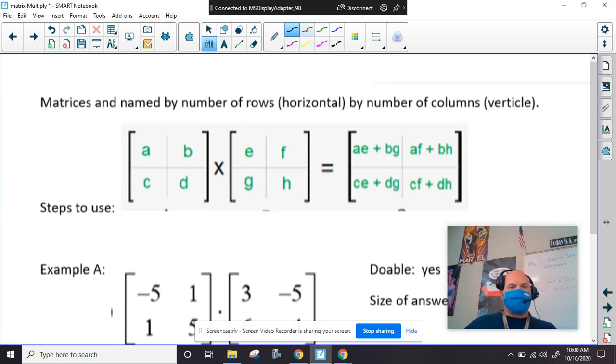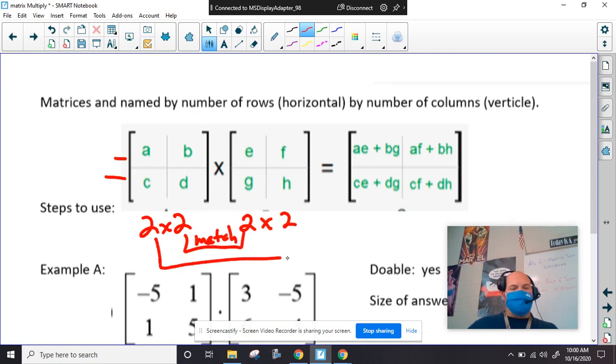So if you have this is a 2x2 because we have two rows and then two columns, and another 2x2. All right, so these match, and this is going to be our answer. The size of the answer.